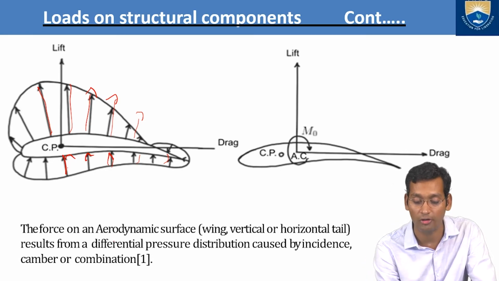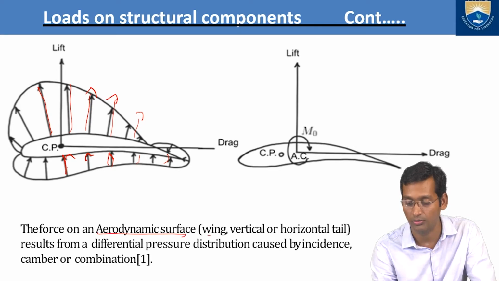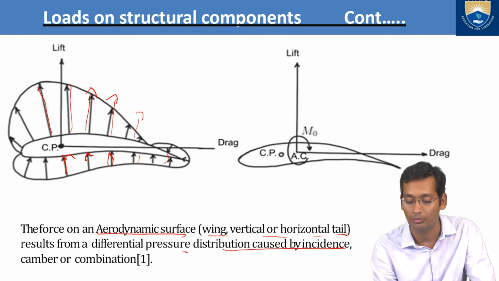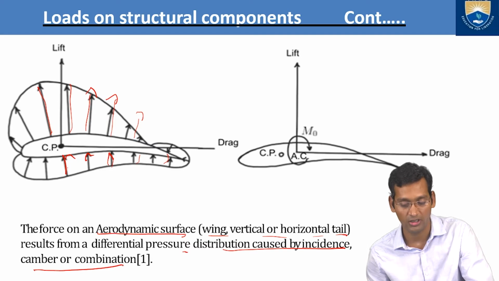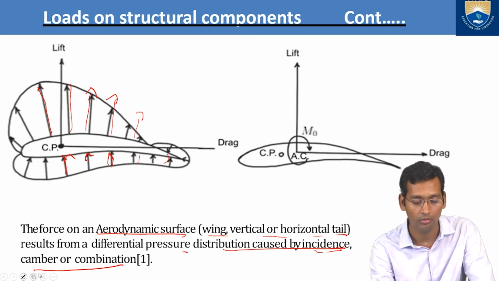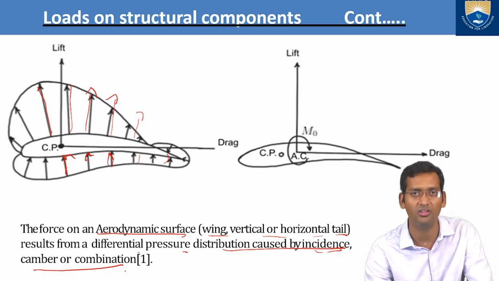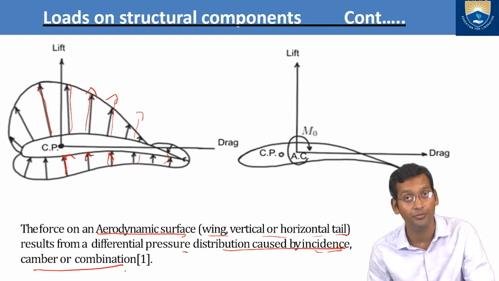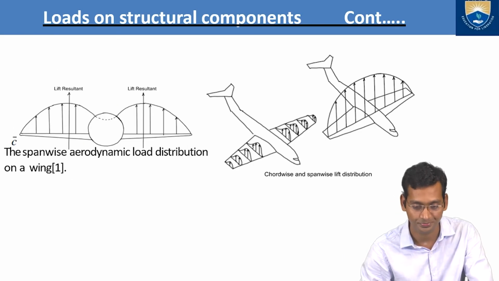The force on the aerodynamic surfaces, that is the wing and the vertical or horizontal tail, results from a differential pressure distribution caused by incidence, camber, or a combination. By this, incidence happens, camber, or a combination, like symmetrical and unsymmetrical aerofoils. All these come under aerodynamic surfaces.